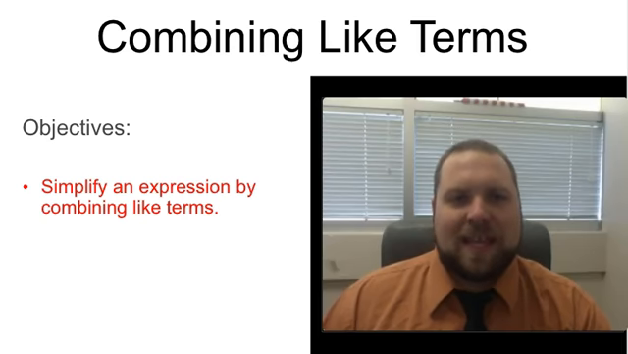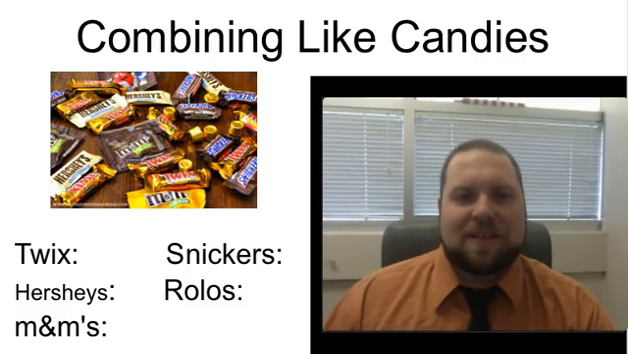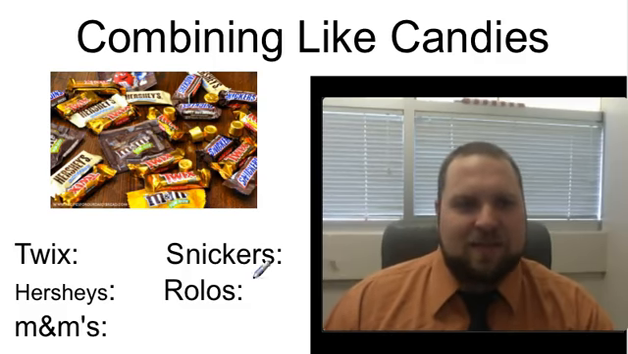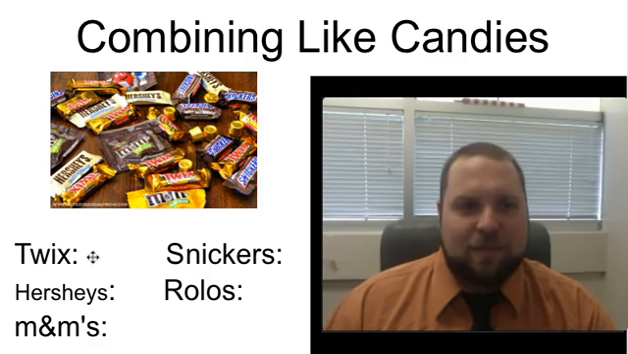What we're going to be looking at today is called combining like terms. So what we want to do is simplify an expression by combining like terms. If we look at these candies and we count them up, it would be easiest to present how many there are by looking at what type we have and how many we have of that type.